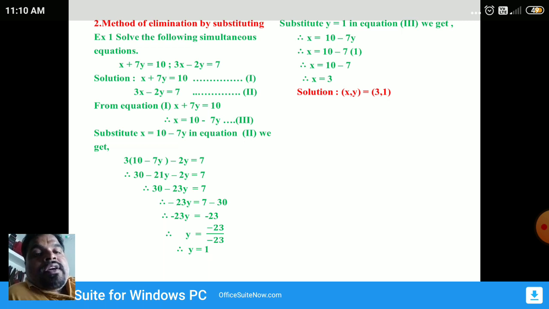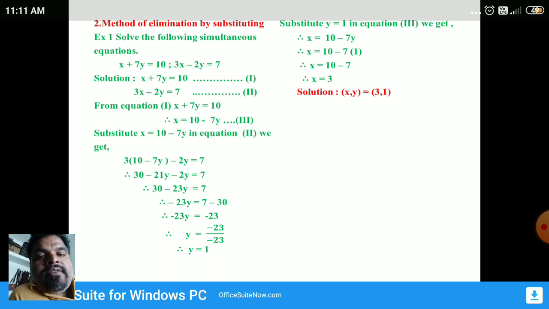When you consider equation number first, then the value of the variable is substituted in equation number 2. If you consider equation number 2, then put the value of the variable in equation number first.